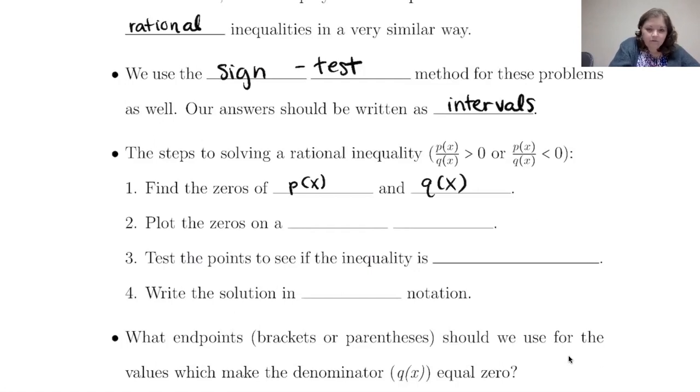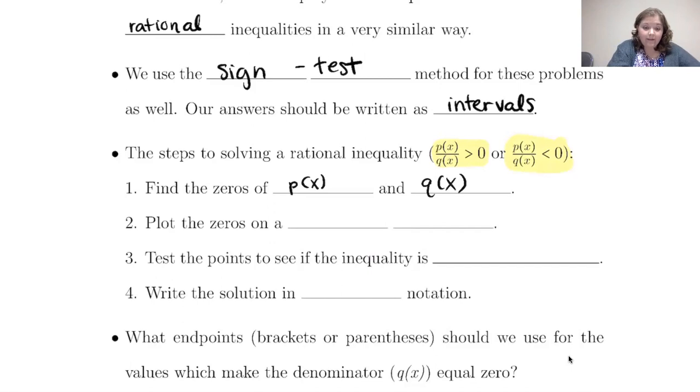So really, before we can get into those 4 steps, we need to have it into this form where it's p of x over q of x is greater than 0, or p of x over q of x is less than 0. So there are going to be a couple of examples where we start out and it's not in that form, so we're going to switch it to be in that form before we start with the 4 steps. And you'll see what I mean when we get to them.